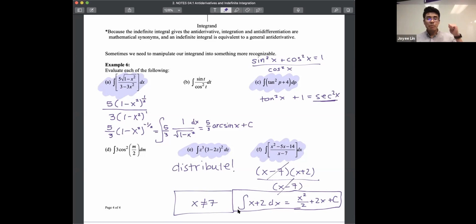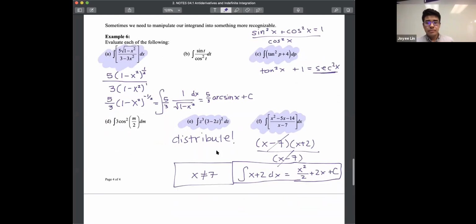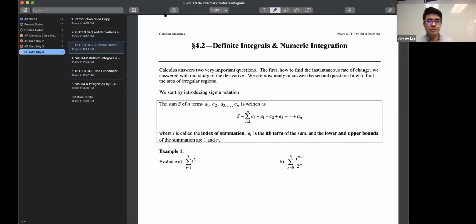Cool. So basically, if you were to get an antiderivative question, make sure you try to do some factoring or simplification to make your life easier before you move on with it. Otherwise, you might get stuck. Any questions there? Okay, let's go on to the next thing.